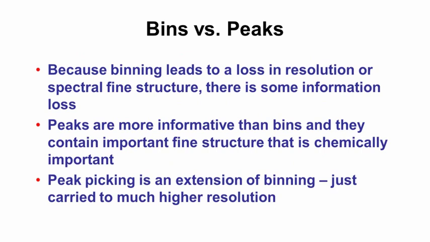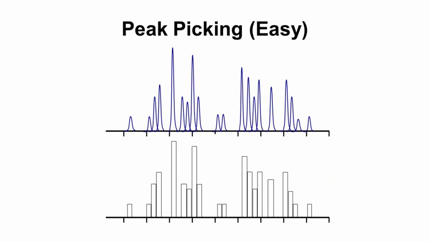Now, binning automatically leads to a loss of resolution, and some of the fine structure and couplings are lost. So if you can measure at the level of peaks, then you have more of that resolution, and obviously contain more fine structure that's chemically important. So in some respects, peak picking is similar to binning. It's just to a much higher resolution. So in this case, we can take an example where we have a spectrum, say, with great-looking Lorentzian peaks and essentially no noise, and it's very easy to convert those peaks into bins and to match them with specific intensities.